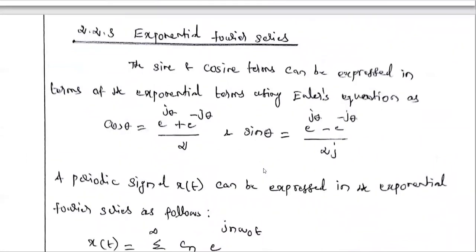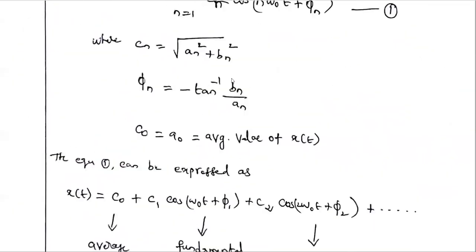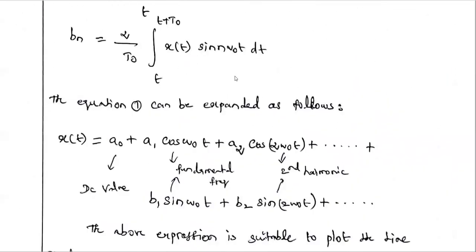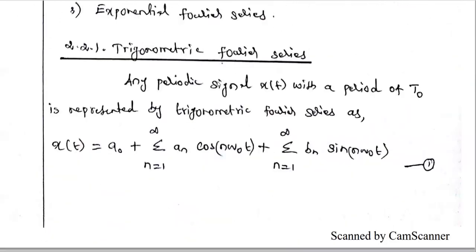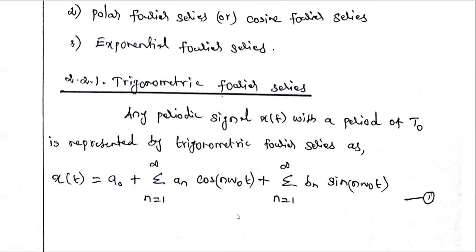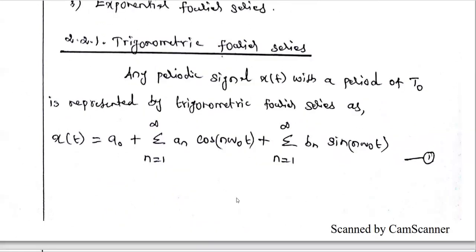And the third type of Fourier series is the exponential Fourier series. In the name itself, the answer is there. In the trigonometric Fourier series, both sine and cosine terms are available. Any signal x of t can be expressed as an addition of a cosine term and a sine term. In the cosine Fourier series, we combine the sine term and cosine term and give only the cosine term.